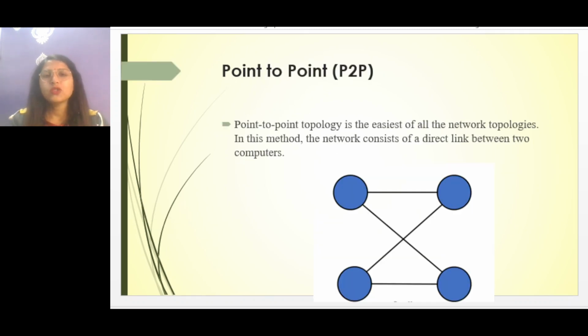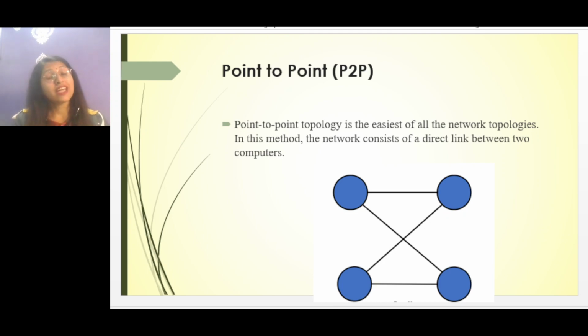First is the point to point. What do you understand by point to point? There is a direct link between the two computers, then it is a point to point. If you look at the diagram, you can understand that it is very simple to implement. You do not require any expensive hardware, any network operating system, or any dedicated network technician. These are the advantages of this point to point network.